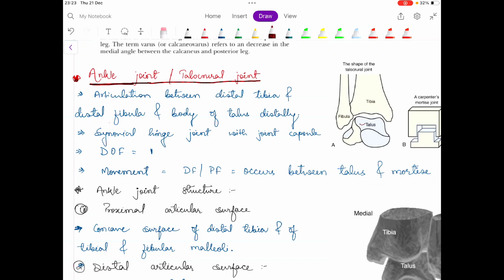The first topic is your ankle joint, which is also known as the talocrural joint. So the ankle joint, or the talocrural joint, is made up of three bones. Okay, tibia, fibula and the talus, particularly the body of the talus. Okay, so the talus has two parts, the head and the body. So the body of the talus is articulated in your ankle joint.